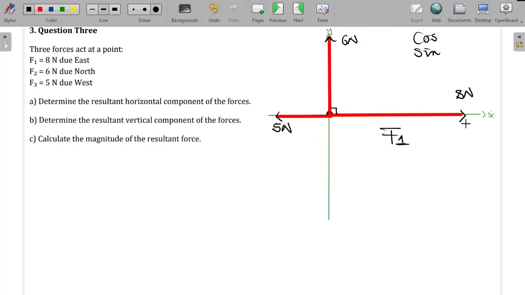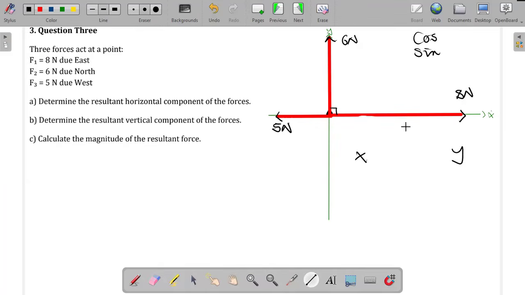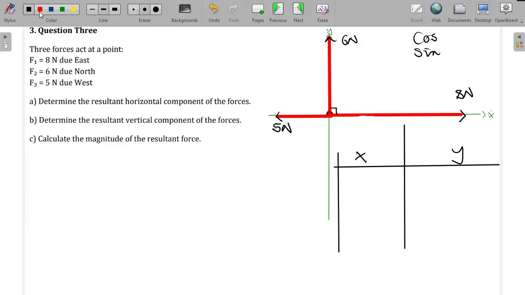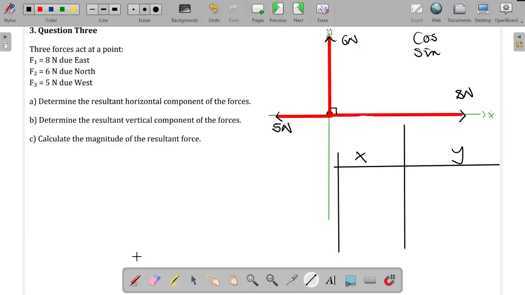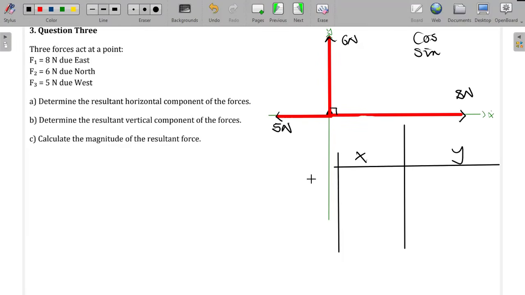So for F1, which is 8, we know the angle is 0. Let me not say F1 only here at the top. Let's generalize it so that we plug in for everything. Let's just say we have a mini table here for x components and y components, where we're going to have our values. I'll have my F1, then my F2, then my F3.